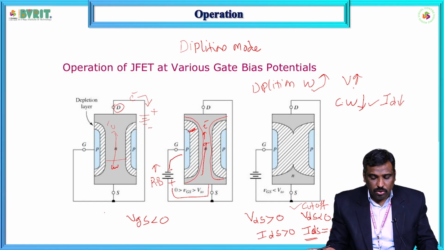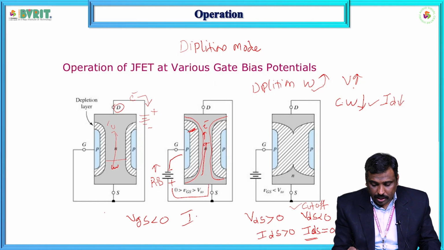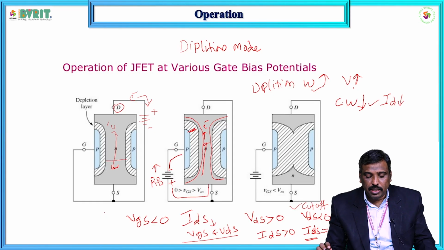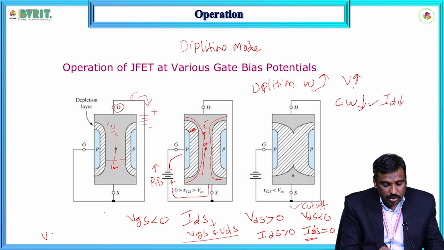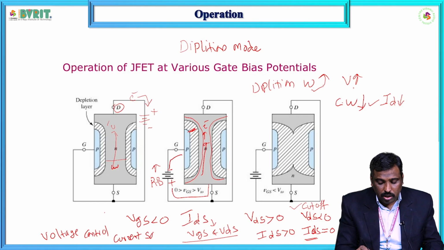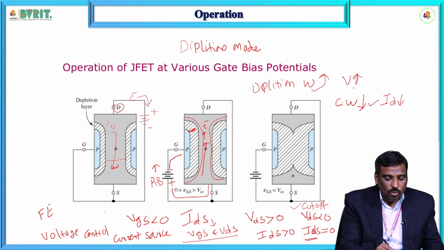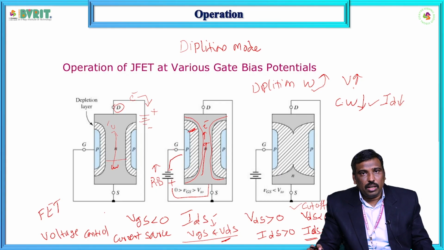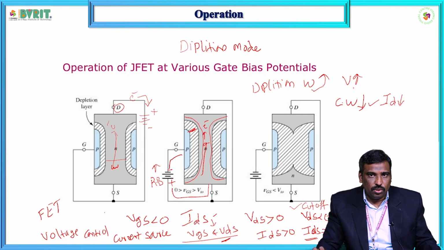So the conclusion of this story is, the IDS, the drain to source current, depends on both VGS and VDS. So this we call a voltage control device, a voltage control current source. The FET is called a voltage control current source because the input voltage controls the output current. The output current is controlled by input voltage.